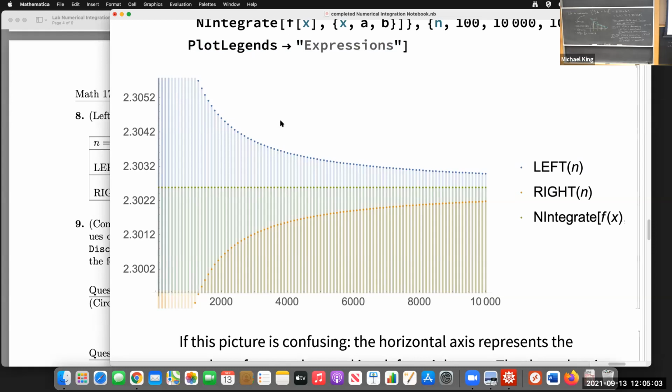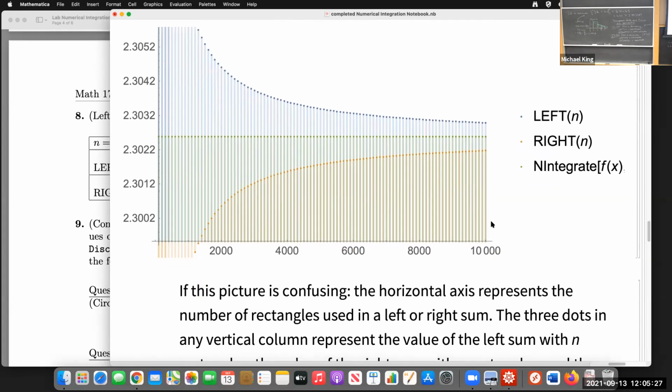But we would have seen that anyways, right? Because we knew the left sum was the overestimate. The green in the middle is the actual value. The blue dots coming down from above are the left sum for more and more rectangles. The orange coming up from below are the right sum for more and more rectangles. And they are starting to converge on the correct value, right? Okay.